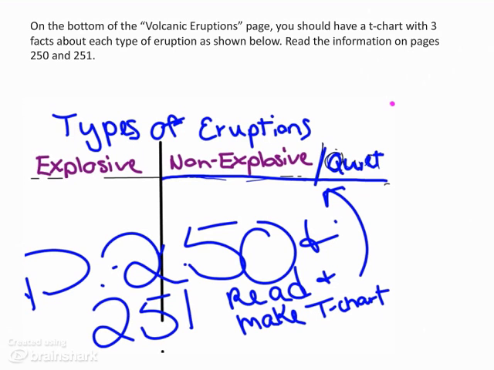When you lift the front cover of your foldable and you're on the very first tab that says Volcanic Eruptions, on the bottom part of that flap you should have created a T-chart, and on one side you'll have explosive eruptions and on the other non-explosive or quiet eruptions. The information about these two types of eruptions can be found on pages 250 and 251 in your book.